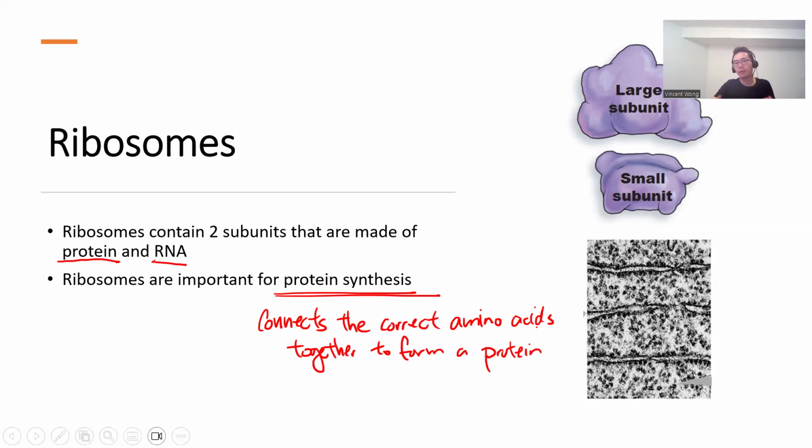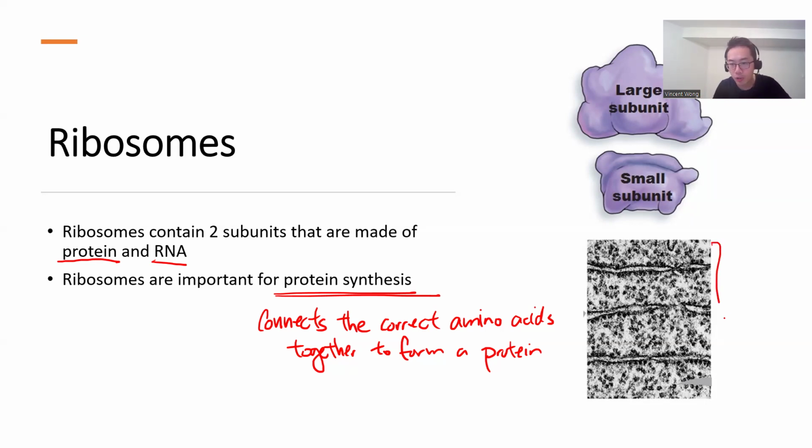Remember, the protein is made up of amino acids, one connected to the other through the peptide bond. So the ribosome is the thing that actually connects them together. It takes the carboxyl group and the amino group, connects them, and keeps on connecting until you build the whole protein.